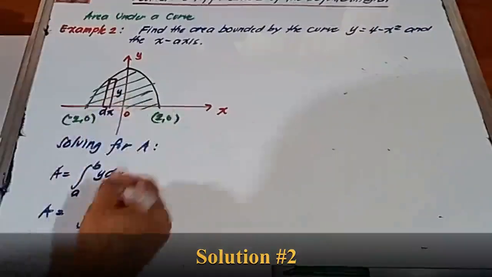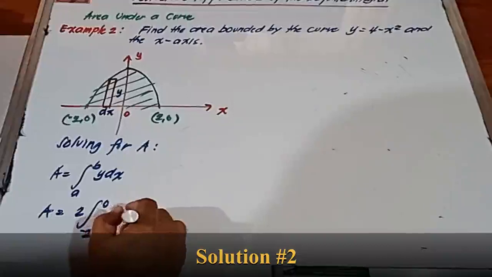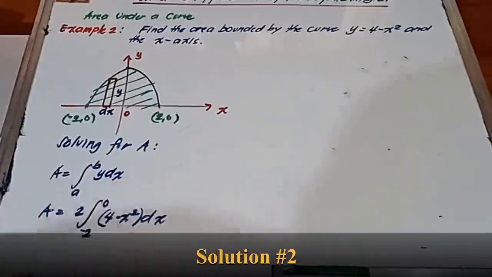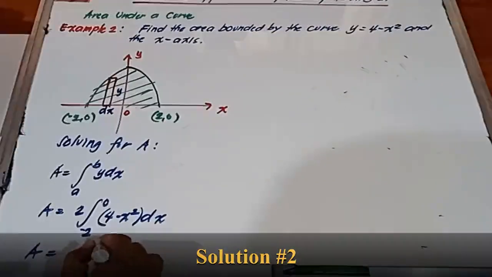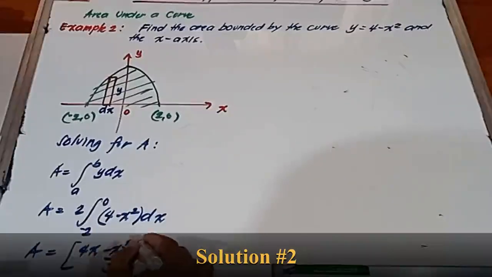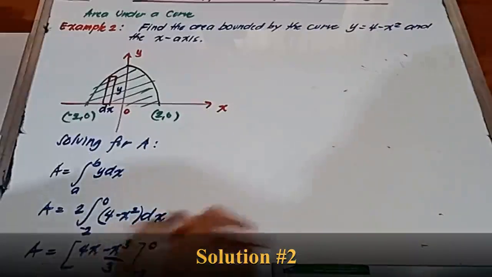So, times 2. Okay? Times 2. And then, ang y natin, 4 minus x squared dx. Then, integrate natin. We have A equals, again, 4x minus x cubed over 3 from negative 2 to 0. So, substitute natin yung 0 muna, then negative 2. Kasi ito yung upper limit natin.